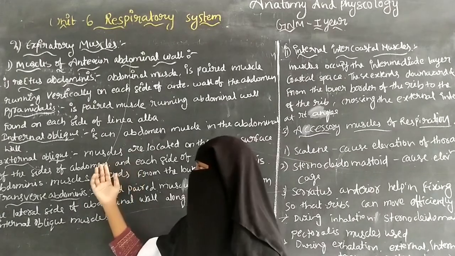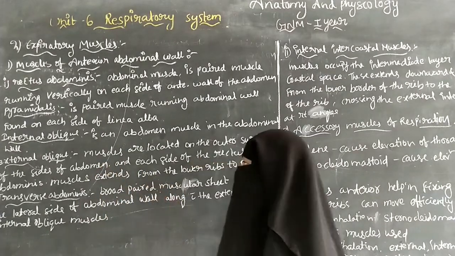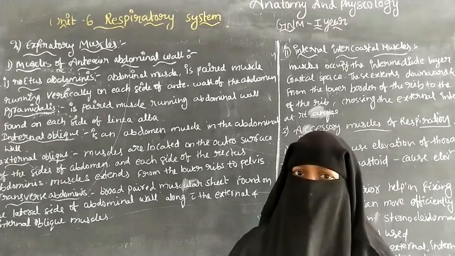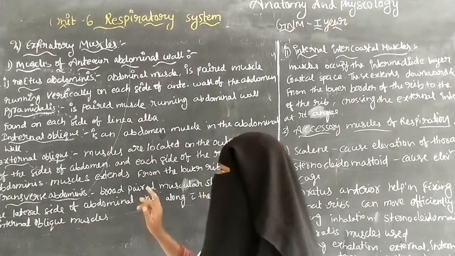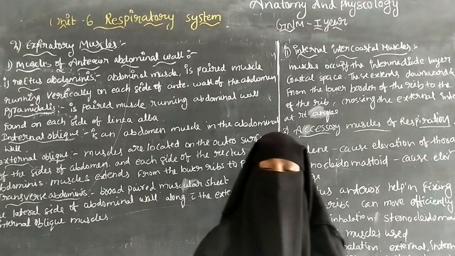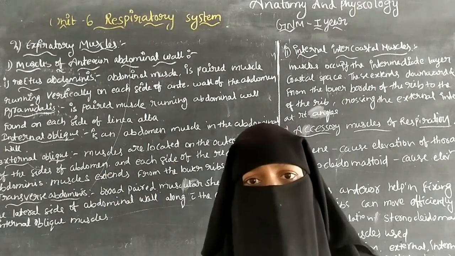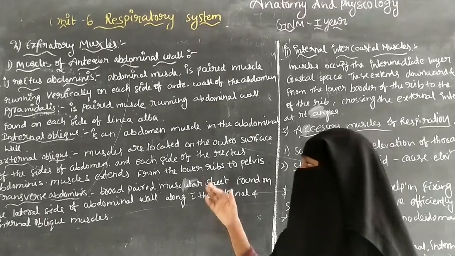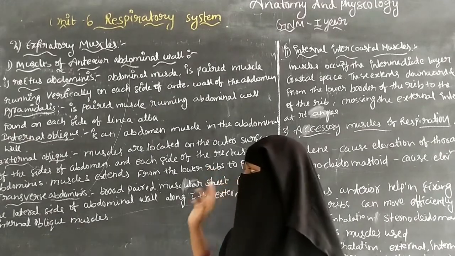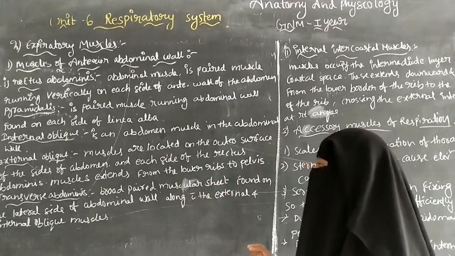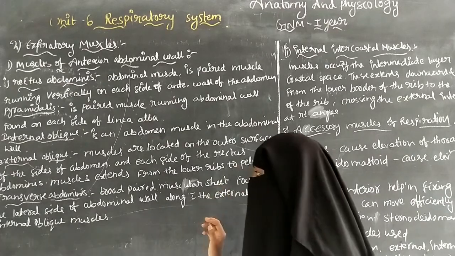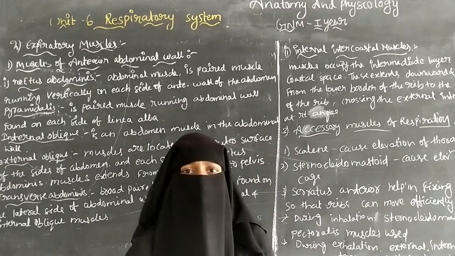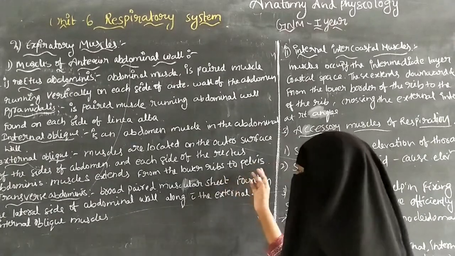So that is about the external oblique. The muscles are located on the outer surface of the sides of the abdomen, on each side of the rectus abdominis, and they extend from the lower ribs to the pelvis.